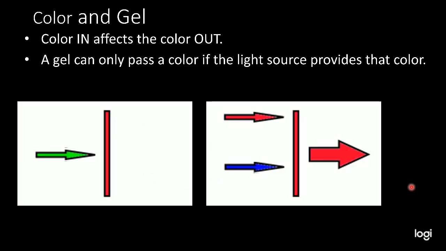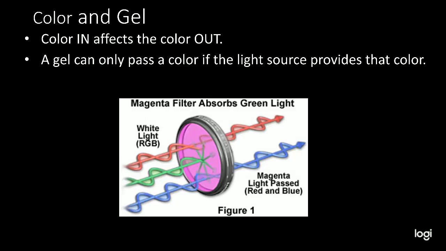What if we were to shine only a green light at a red filter? No light would pass through that filter, because this red filter is only going to allow red wavelengths to pass through. If we were to shine a magenta light, magenta being made up of blue light waves and red light waves, at a red filter, it's only going to pass the red light. It's an essential concept to understand that the light source and the colors produced by that light source are an important part of your gel color selection.